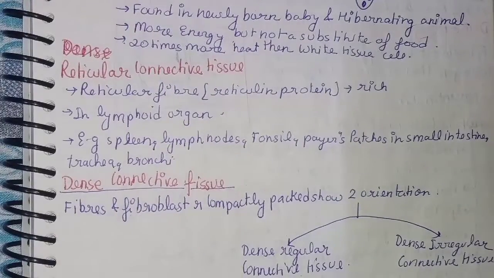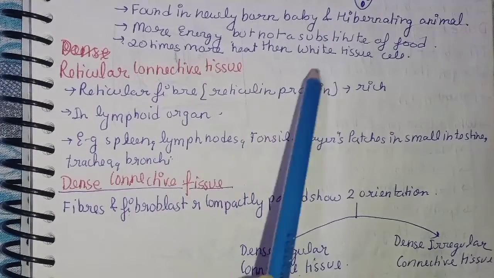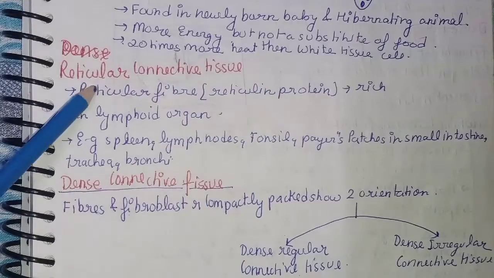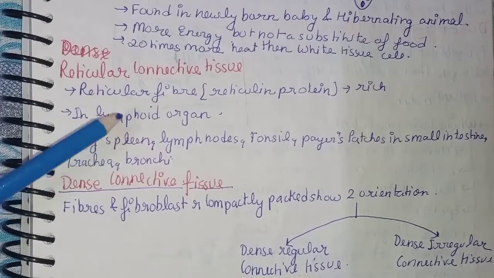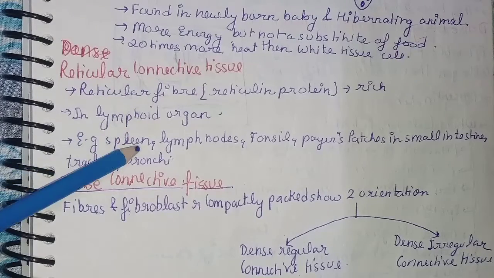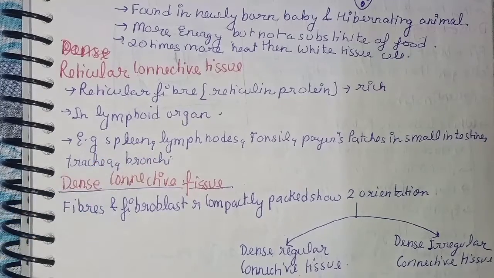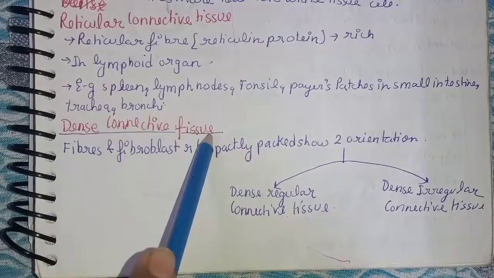Now I will discuss reticular connective tissue. As you can see, tissue rich in reticular fiber, or reticulin protein, is called reticular connective tissue. It is basically found in the lymphoid organs, for example the spleen, lymph node, tonsil, Peyer's patches in the small intestine, trachea, bronchi, etc. So now coming to dense connective tissue.